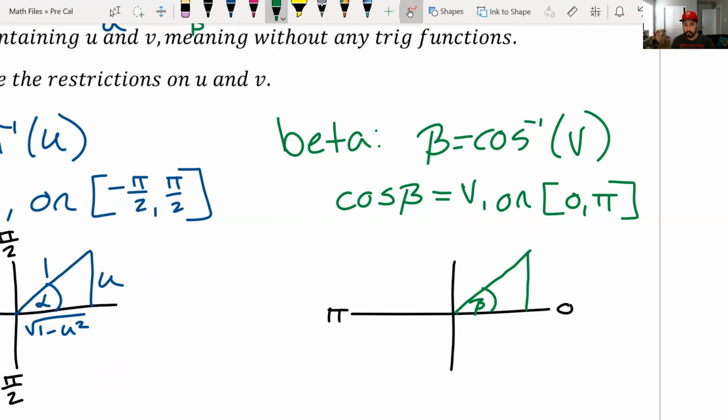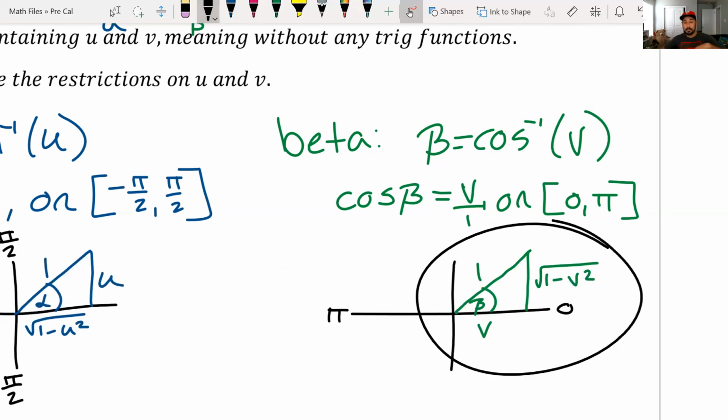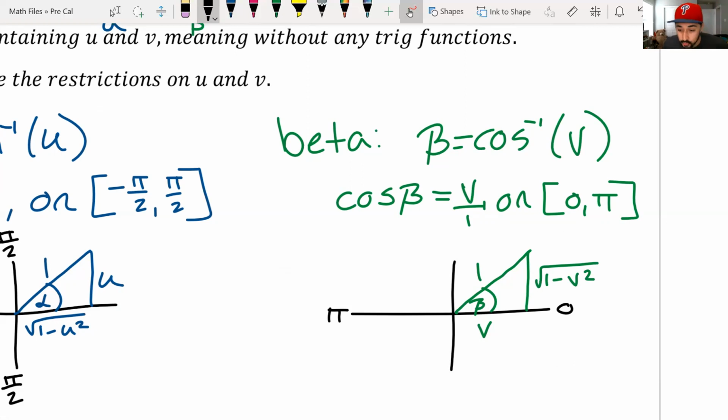So there's beta. Cosine puts adjacent over hypotenuse, which means we need to make V into a fraction. So we put V over 1. This means the adjacent side is V, the hypotenuse is 1, and if you use Pythagorean theorem, it's just like alpha. The height is going to be the square root of 1 minus V squared. And now, here's all the information that beta contains. We are now ready to roll.